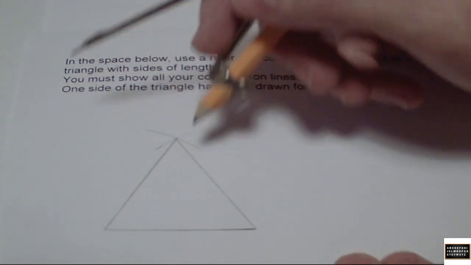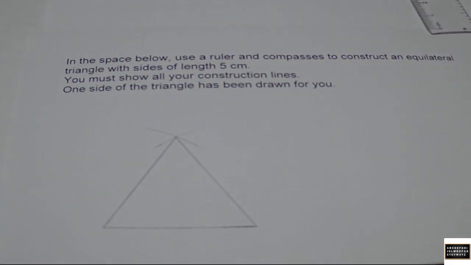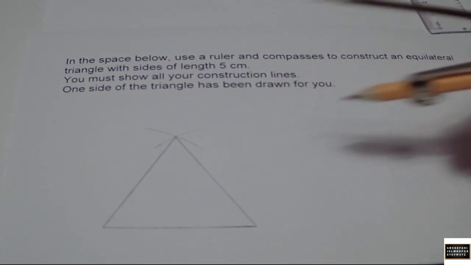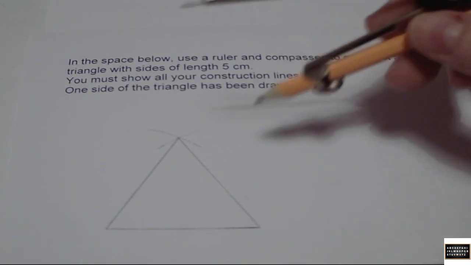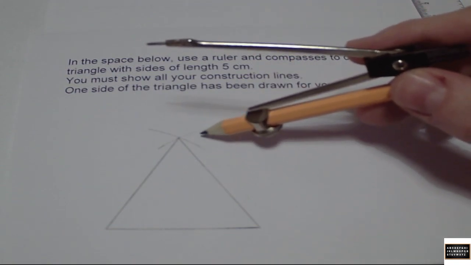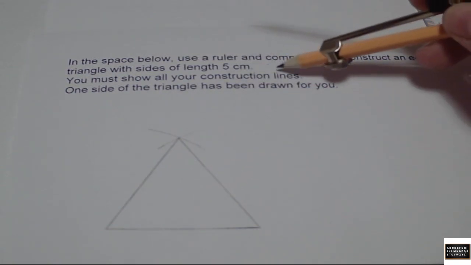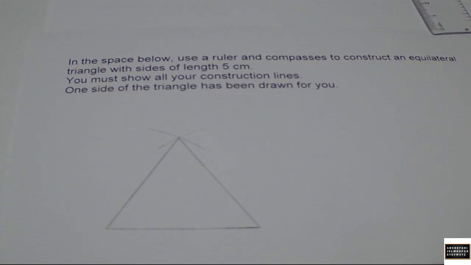It's fine. There'll be a sort of margin of error they'll let you have in the exam. You haven't got to be totally 100% accurate, but as accurate as you can. And of course, the key thing they're looking for is these arcs again. You must show all your construction lines as it says in the question.